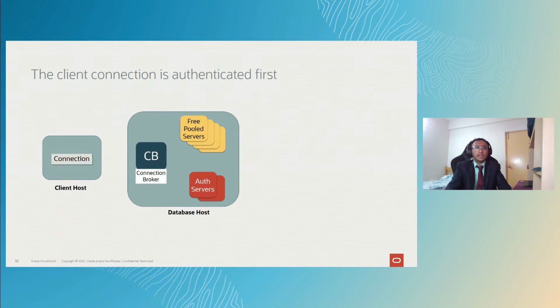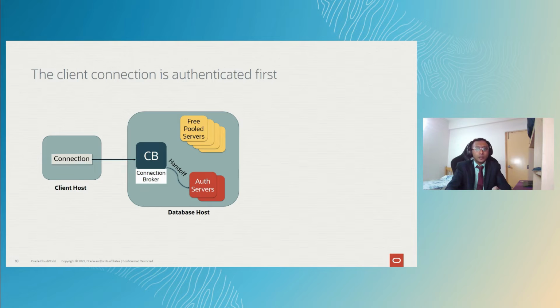Now let's look at the DRCP operation. With DRCP, the database listener initially hands the new connection request from the client to the DRCP connection broker. The connection request must initially be authenticated by the authentication servers before running any database transactions.